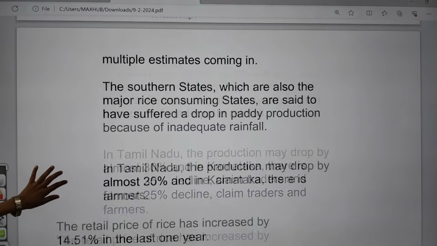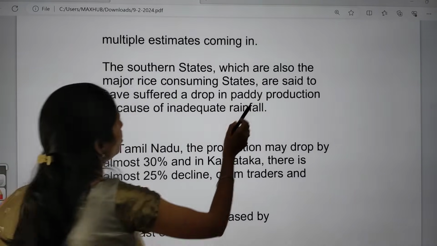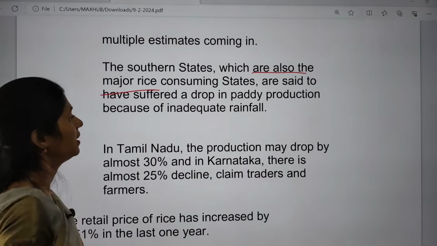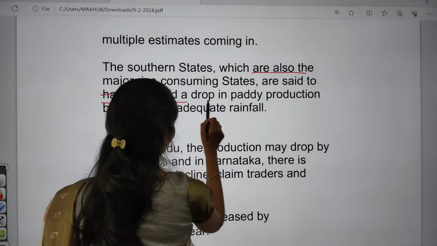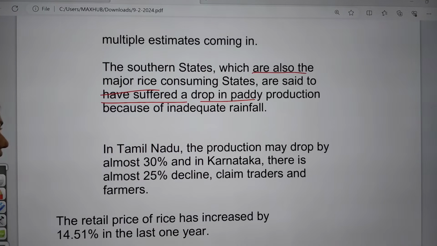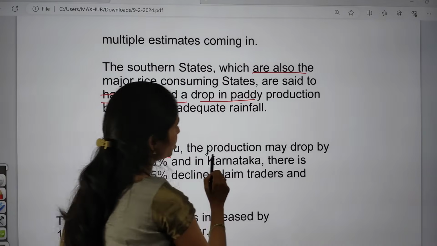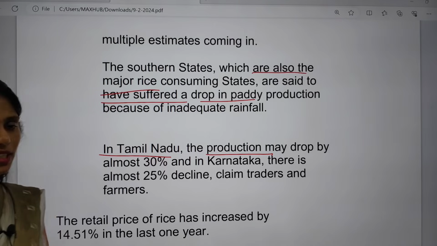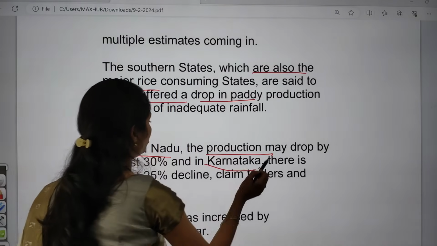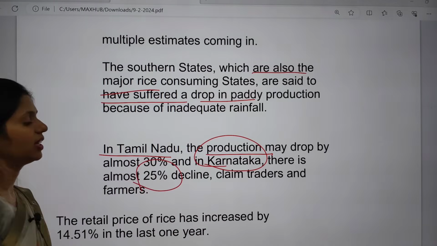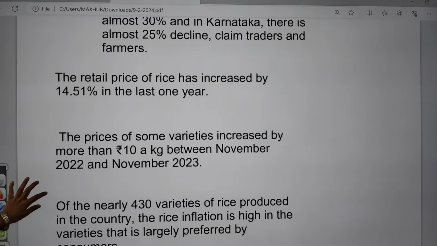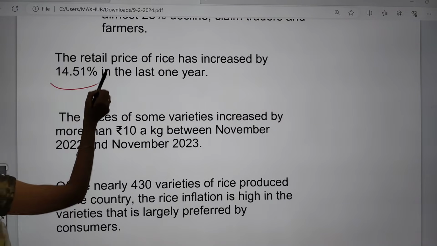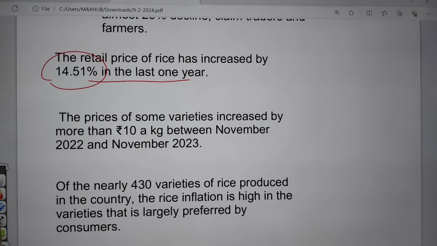And here it also says that the southern states, which are heavily dependent on rice, or rice-consuming states, are said to have suffered a drop in paddy production because of inadequate rainfall. Even in Tamil Nadu production dropped by 30%, and Karnataka also saw a 25% decline in this produce. So the retail price of rice has increased by 14.51% in the last 1 year.